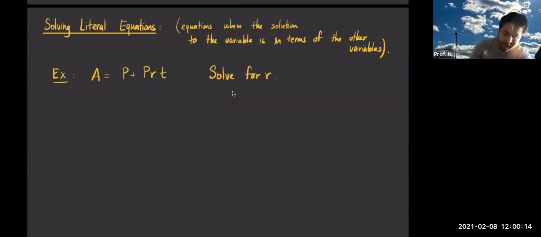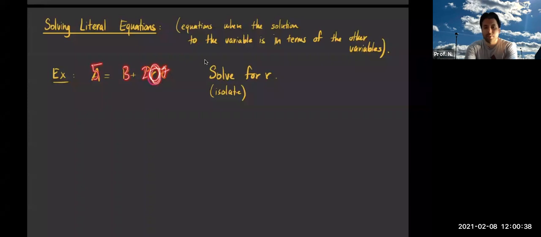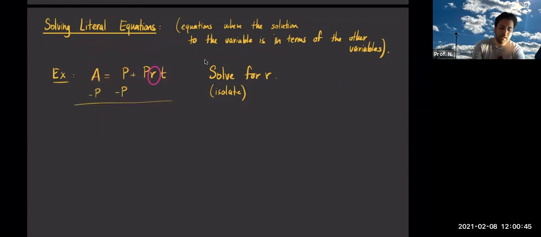In other words, I want to isolate R. So I want to get R by itself. So what's the first thing I should do? In a way, you treat the rest of these guys as numbers. So if this was a 5, this was a 3, this is a 2, this is a 7. How to get R by itself? What's the first thing I would do? I would subtract that P on both sides. I would subtract this P first. But I'm treating it as if it were a number. So this is A minus P, whatever that means.